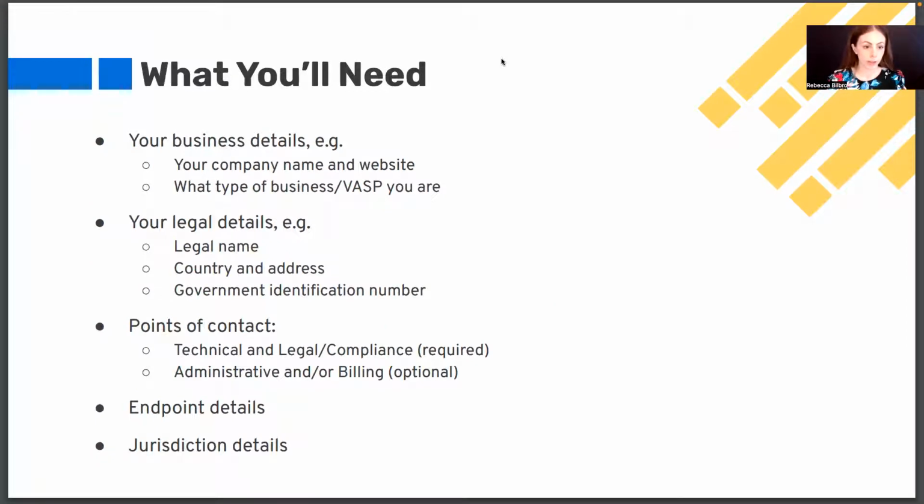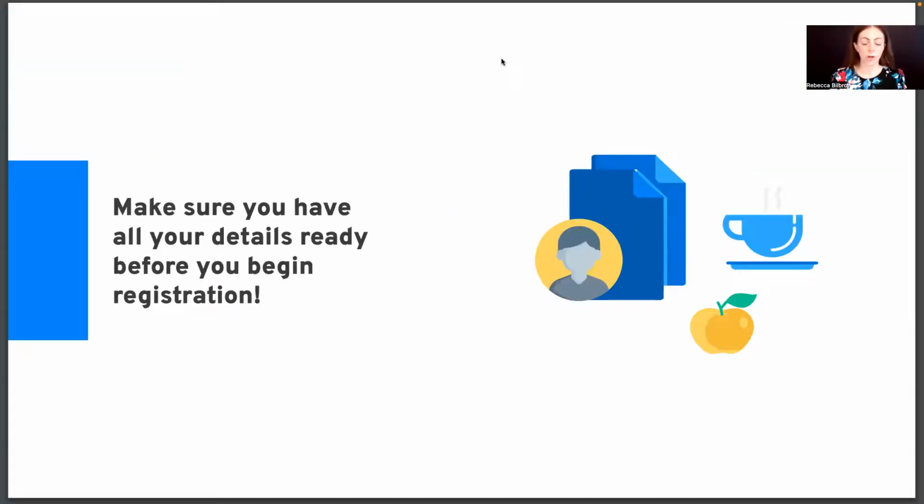Here's an overview of what you'll need to get started. First, your business details, such as your company name and website and what type of business or VASP you are. Your legal details, your legal name, country and address, and government identification number. Your points of contact, such as technical and legal or compliance contact, both of which are required, and optionally, an administrative and/or billing contact. Your endpoint details and your jurisdiction details. Make sure you have all of your details ready before you begin registration.